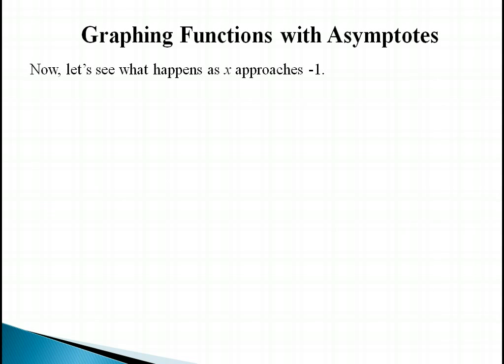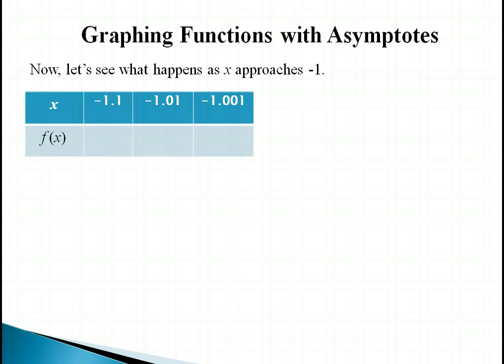Okay, let's see what happens as x approaches negative 1. So we're going to start off with negative 1.1, negative 1.01, and negative 1.001. As we plug those numbers into the function, you can see that the output values are going toward negative infinity. So as we approach negative 1 from the left side, the graph is going toward negative infinity.